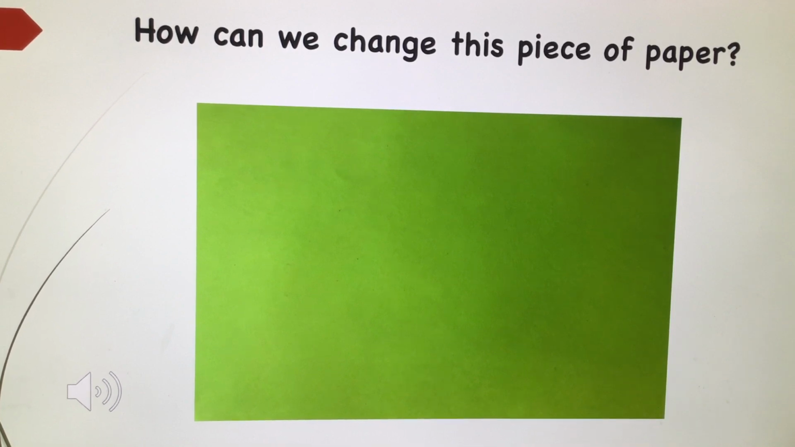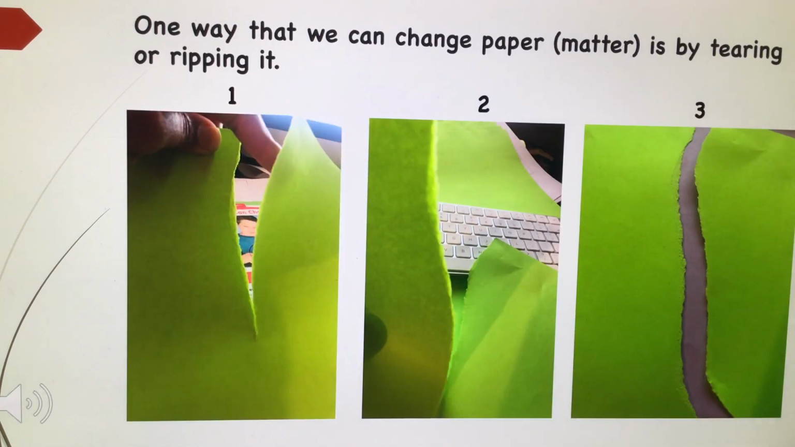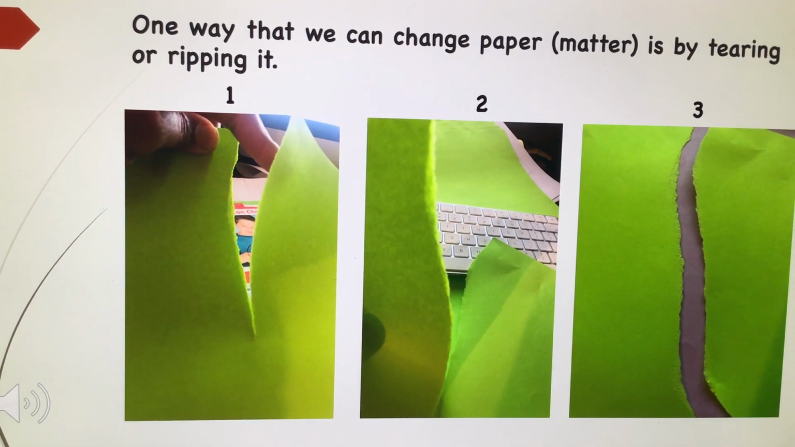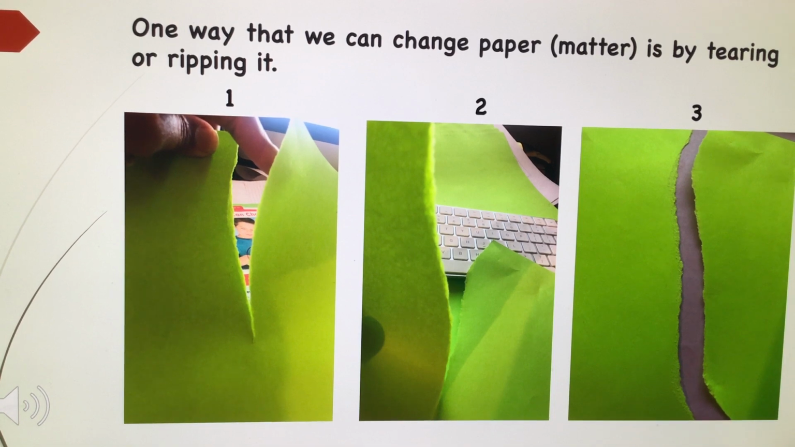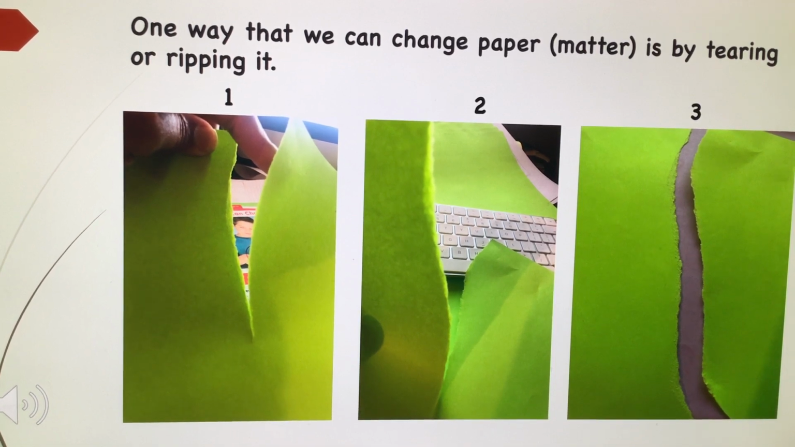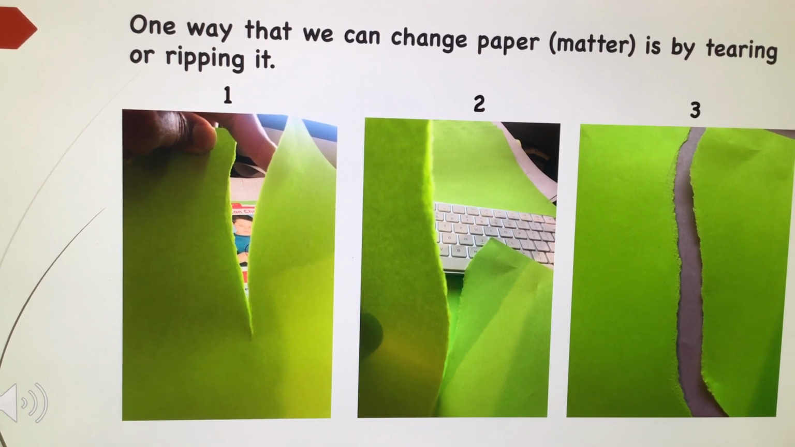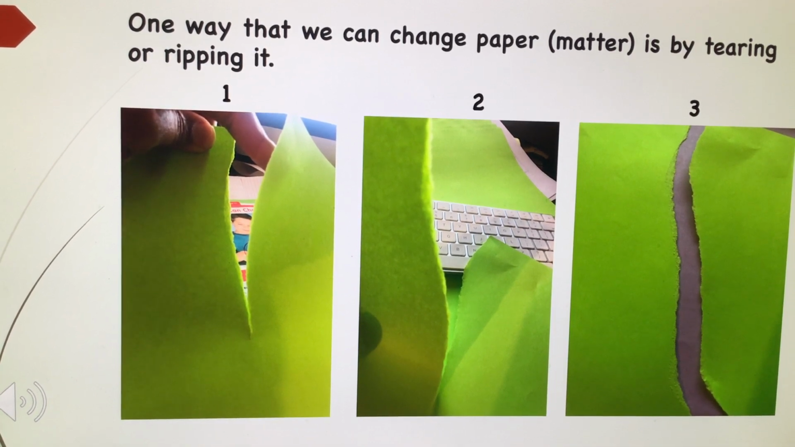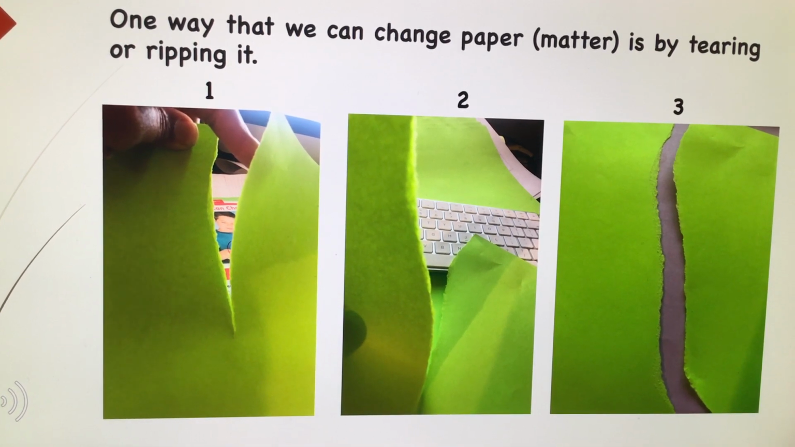Pause, talk to your family member or whoever's helping you, and discuss how you think we're going to change it. Did you think of a way that you can change that piece of paper? Well, on this slide, one way that we can change the paper or matter is by tearing or ripping it. And so look at the first picture.